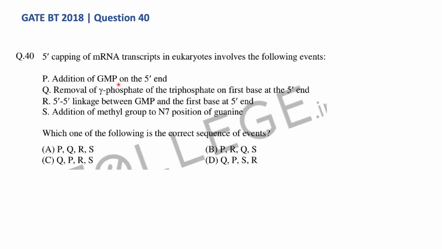P. Addition of GMP on the 5' end. Q. Removal of gamma phosphate of the triphosphate of the first base at the 5' end. R. 5' to 5' linkage between GMP and the first base at 5' end. S. Addition of methyl group to N7 position of guanine. So, which of the following is the correct sequence of events?